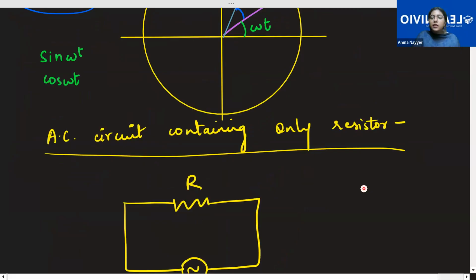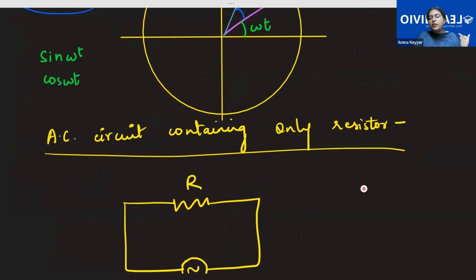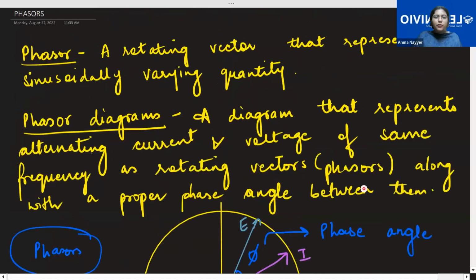So we have individual circuits to deal with: a circuit having only a resistor, a circuit having only an inductor, a circuit having only a capacitor. These three circuits we have to deal with. But before that, write down this part.